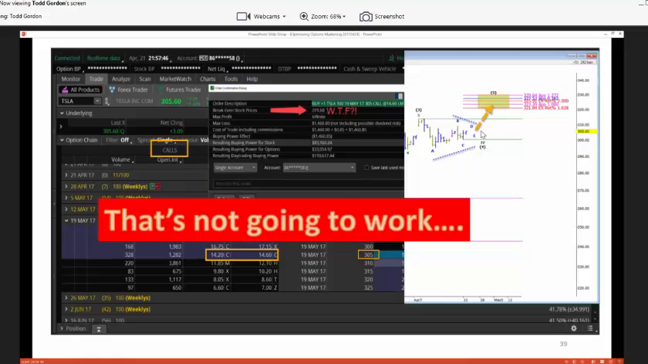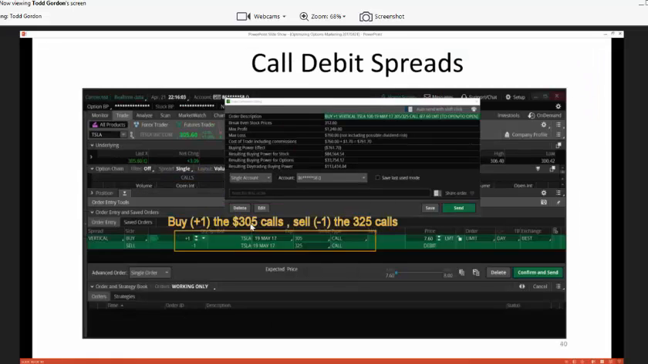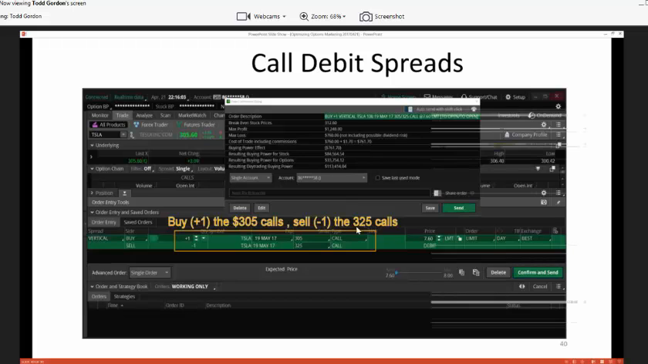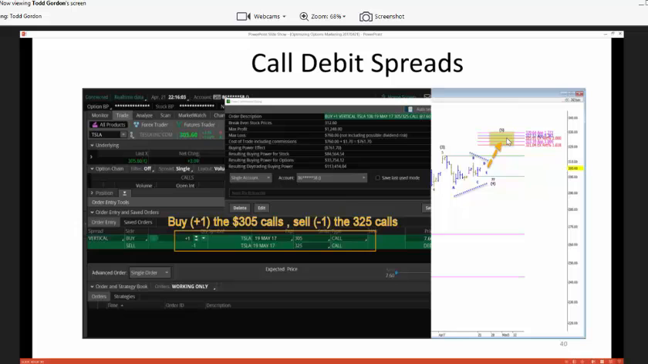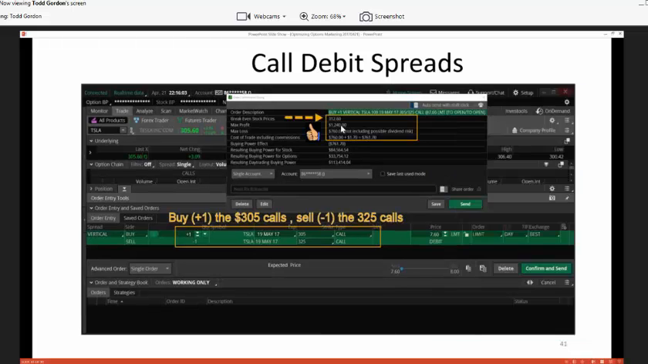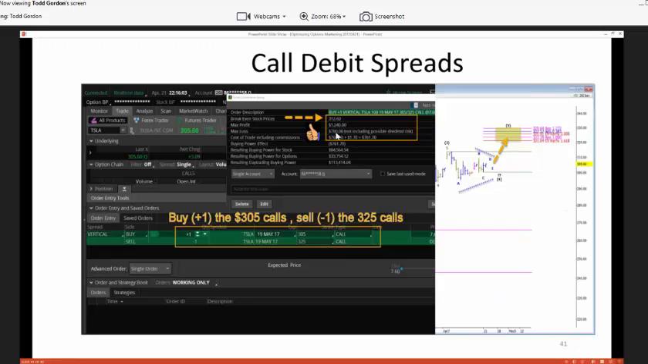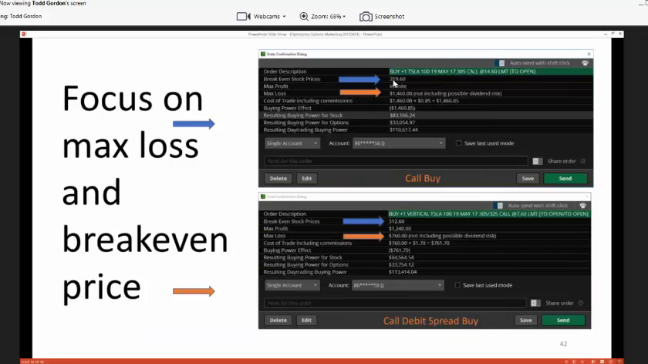So obviously we've got to do something different. Rather than just buying the 305, let's sell the 325. Let's do it as a spread. Again, we're trying to go from here to here. We have a game plan. We're not trying to hit home runs. We're trying to go from wave 4 up to wave 5. So now the break even goes from 319 to $312, and my max loss is only 760 now. That's better. As soon as we get up to 312, I'll be in the money. So you focus on your break even and also your max loss.